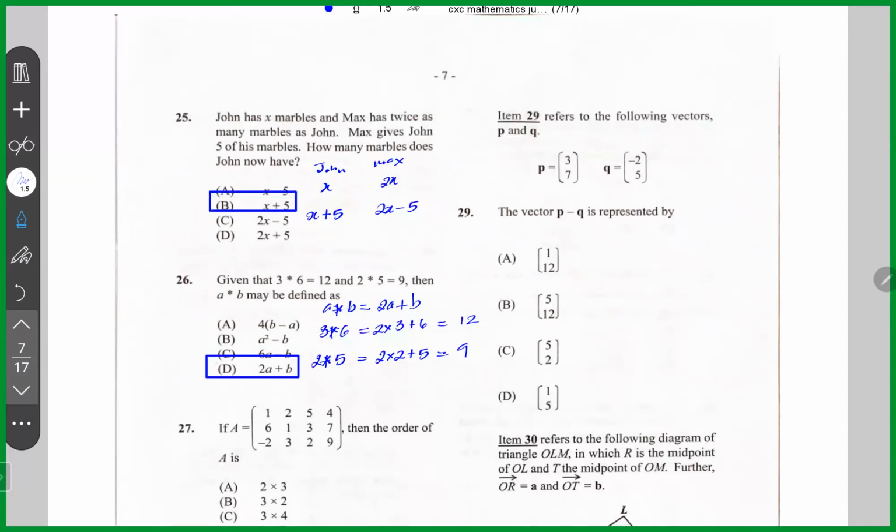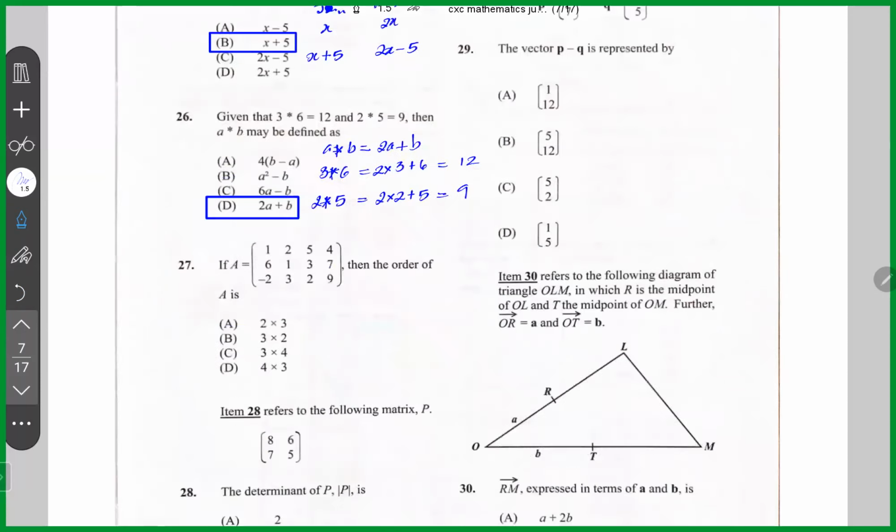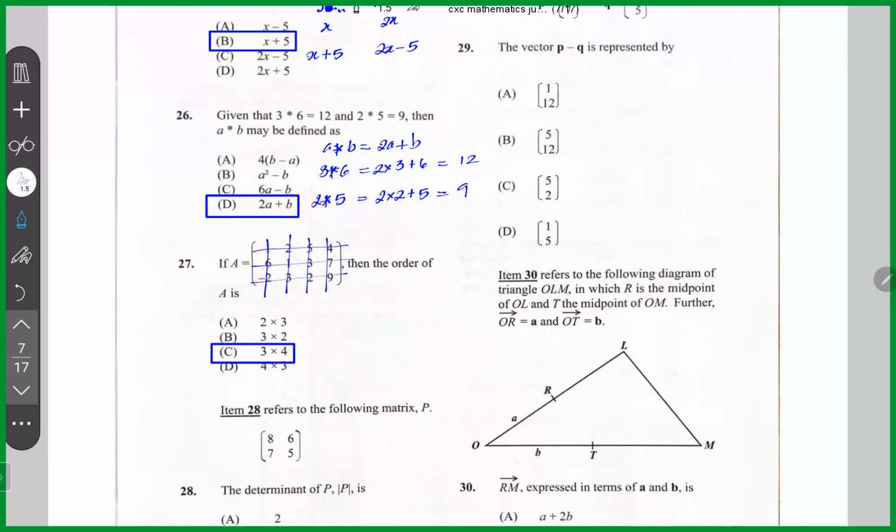27, we're asked for what? We're given the matrix A, then the order of A is... So A has 3 rows, 1, 2, 3 rows, and 4 columns, 1, 2, 3, 4. So we say that A is a 3 by 4 matrix. The order of the matrix is the number of rows by the number of columns.